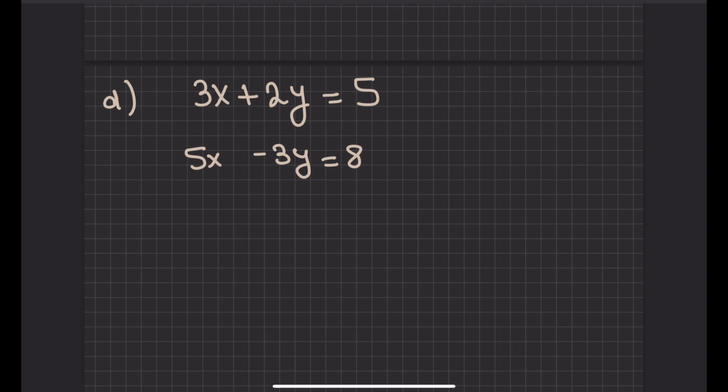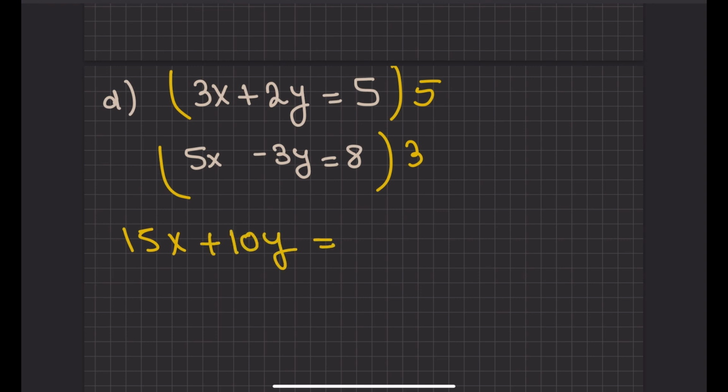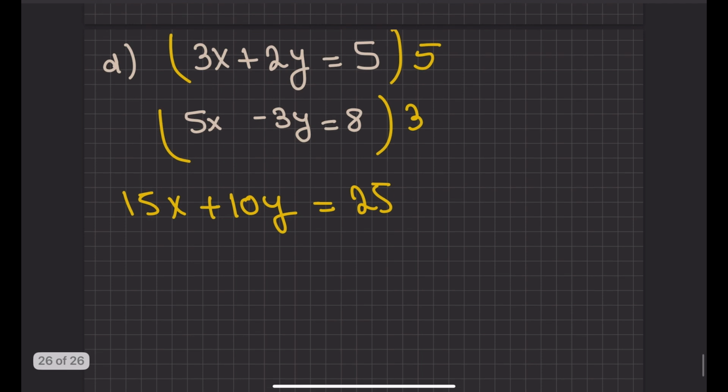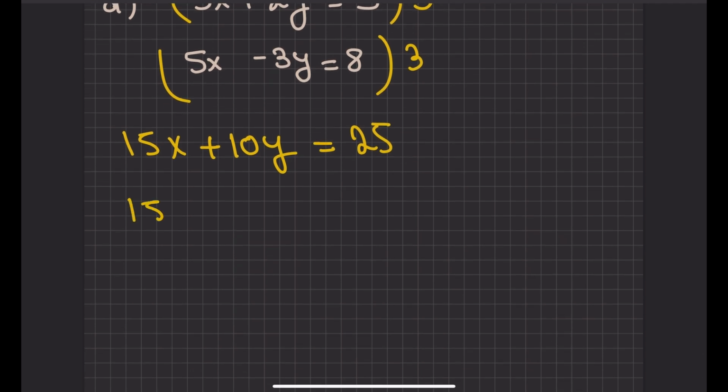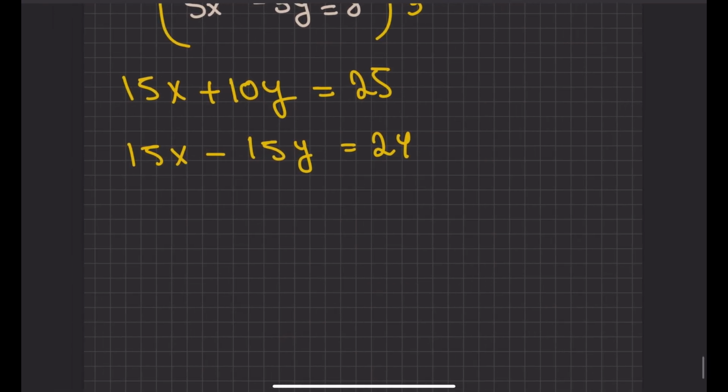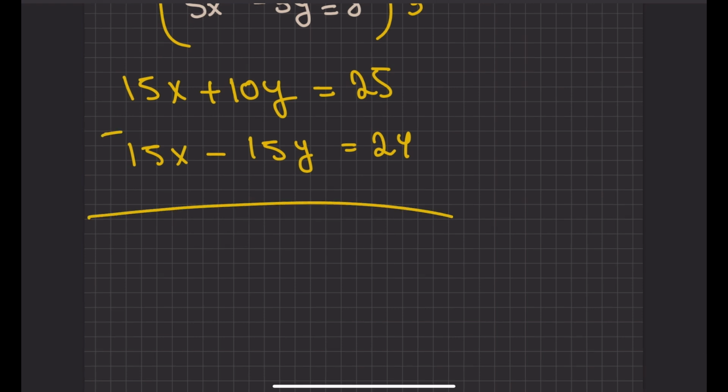So what I'm going to do is multiply this by 5, and I have to multiply this by 3. So this is going to be 15x plus 10y equals 25, and I have 15x minus 15y equals 24. I chose this because I want subtraction. So 15x minus 15x cancels out.